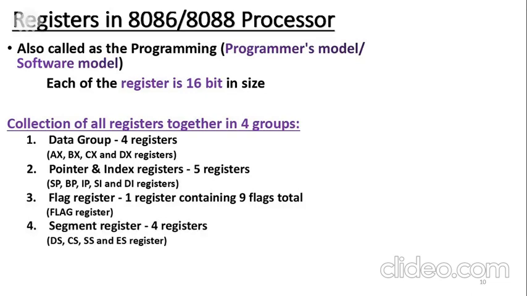Then the fourth group of registers is a segment register group. It contains a total 4 registers, and these are used for initialization of 4 distinct segments. And these 4 segment registers are data segment register, code segment register, stack segment register and extra segment register. We'll see in depth the function of each of that registers here.